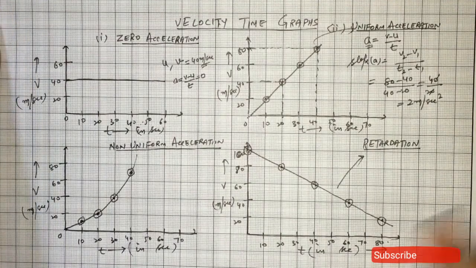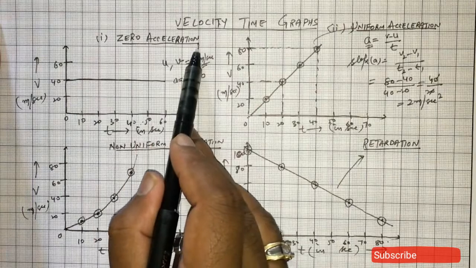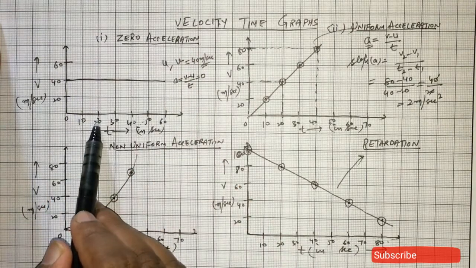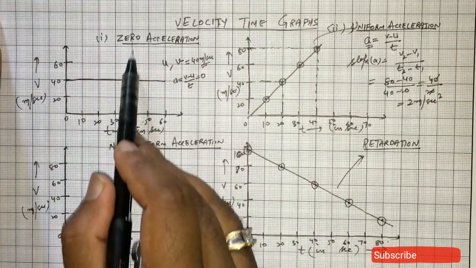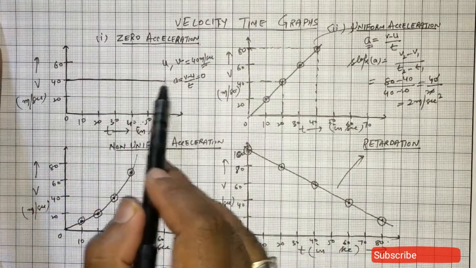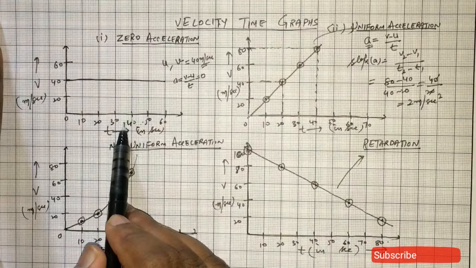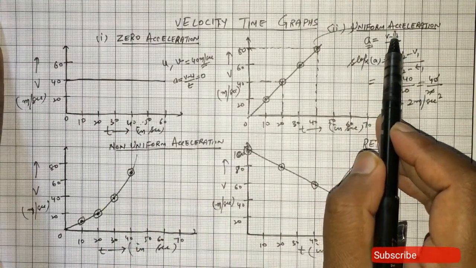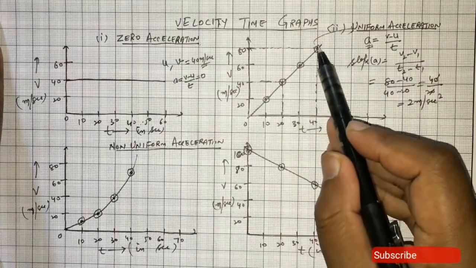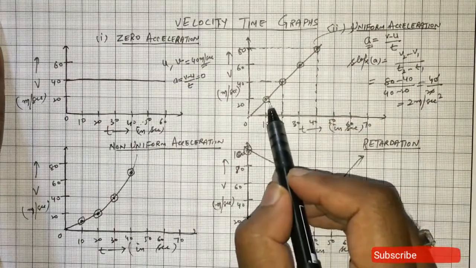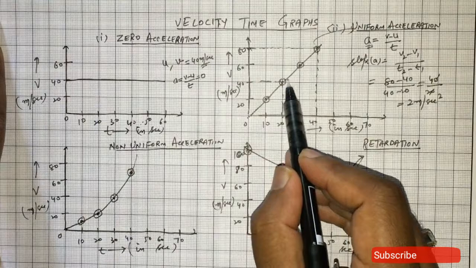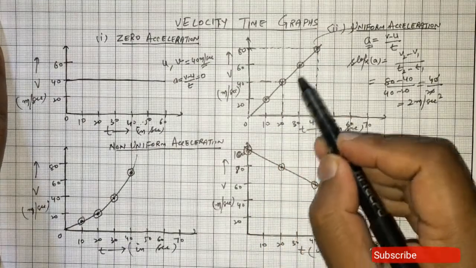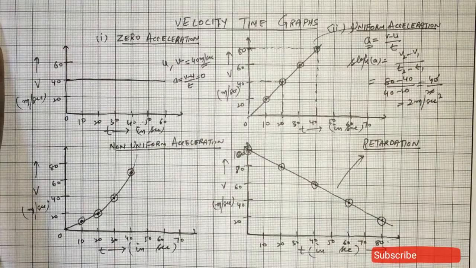Now let's recall all the points. First is zero acceleration, means a line parallel to the time axis. That represents zero acceleration, a straight line which is parallel to the time axis. Second is uniform acceleration, means a straight line in which the body changes its velocity equally in equal intervals of time. This straight line represents uniform acceleration.